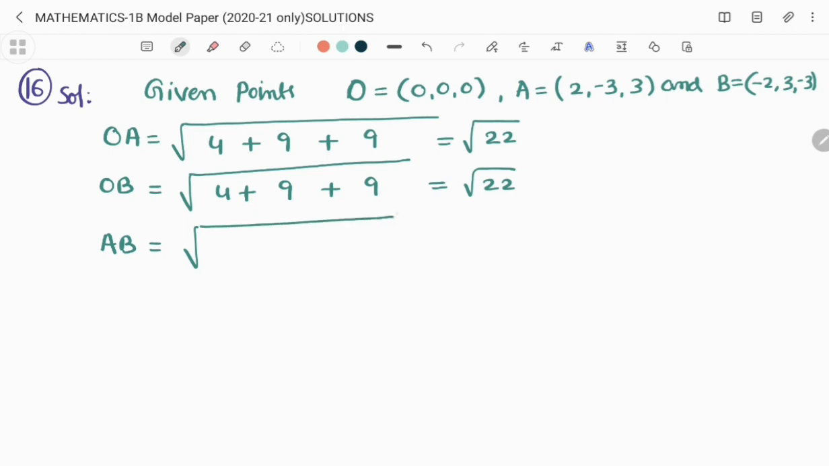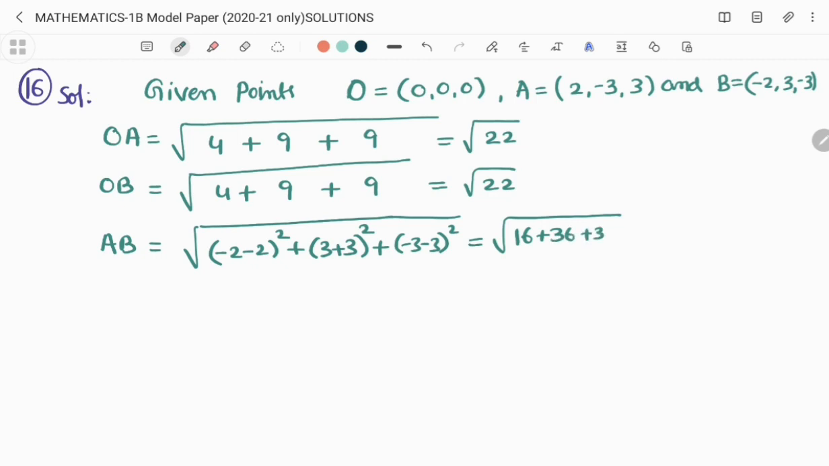Next AB, the distance between point A and point B: 2 minus of minus 2 whole square. Here you can apply the formula x2 minus x1 whole square plus y2 minus y1 whole square plus z2 minus z1 whole square. So minus 2 minus 2 whole square means minus 4 whole square. For some students' convenience, I am writing plus 3 minus of minus 3, 3 plus 3 whole square, minus 3 whole square. So root of minus 4 whole square is 16, and 6 square 36, again 36. So root over 36 plus 36, 72. 72 plus 16, 88.